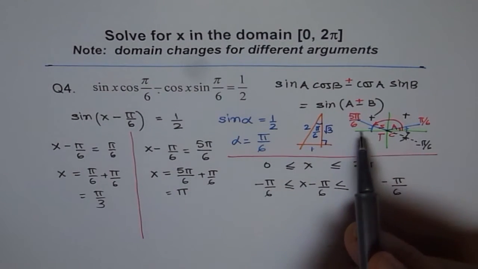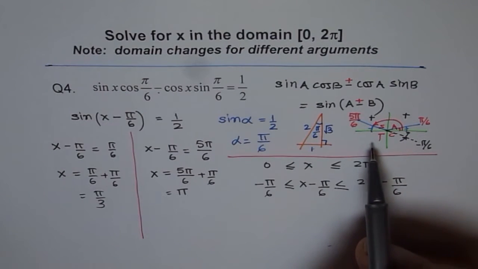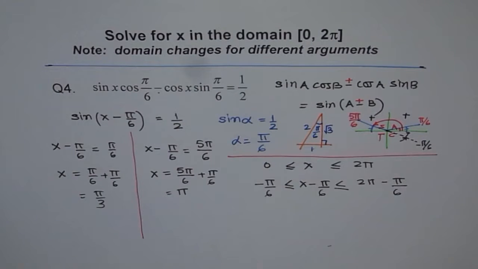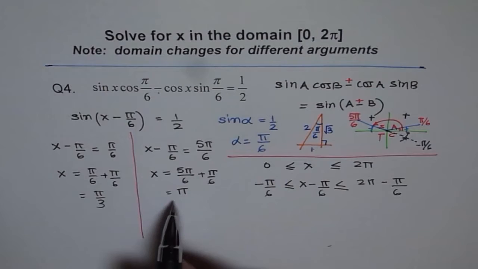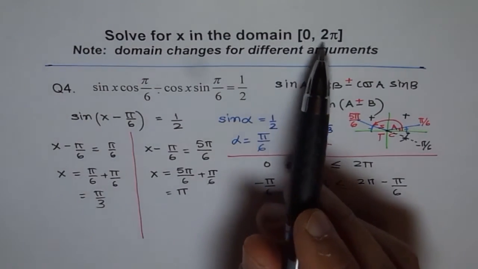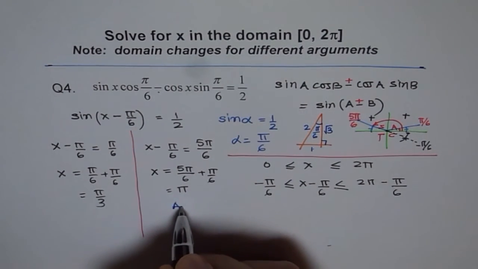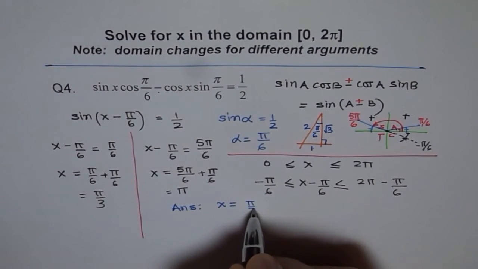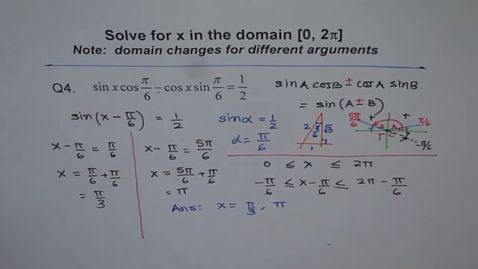But do we get any additional solutions? Since sine is negative here, we don't. Do you see that? We don't really get any additional solution. So for this particular example, we have just two solutions. And I hope you appreciate and understand how we confirm that these two are the right solutions and these are the only solutions within the domain of 0 to 2 pi. And therefore, we can write down our answer as x equals pi by 3 and pi, correct?